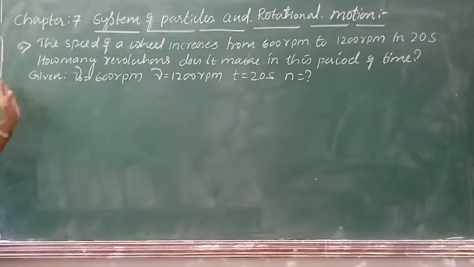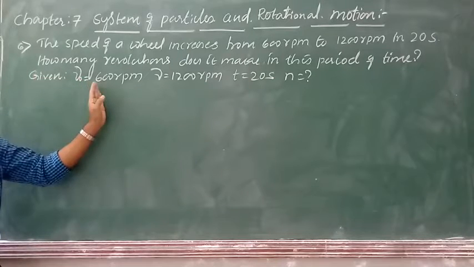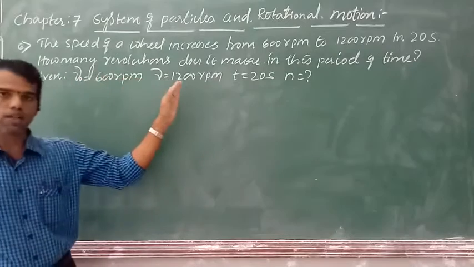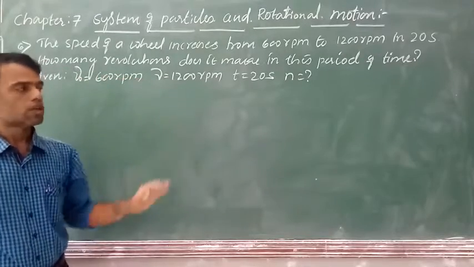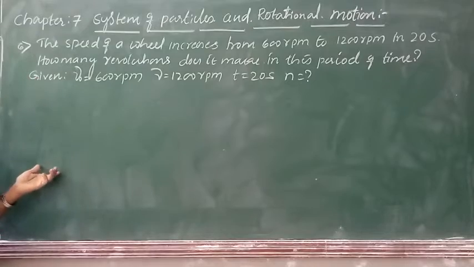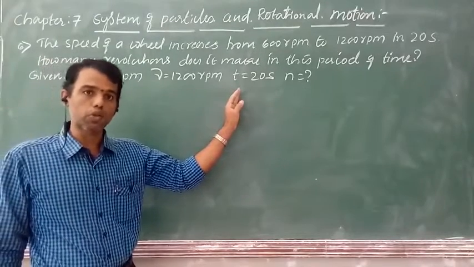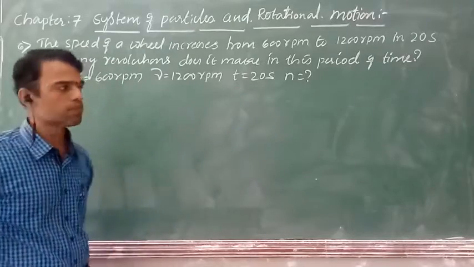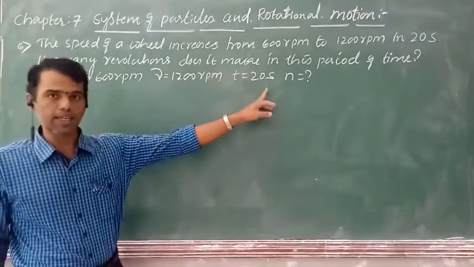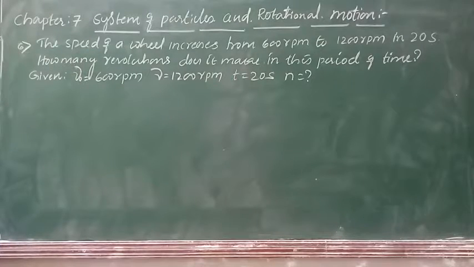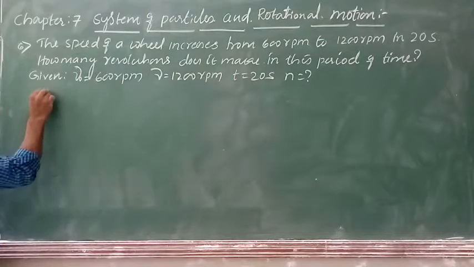So now I want to know what is the initial angular velocity of the wheel and the final angular velocity of the wheel. Later we find what is the angular acceleration. From that we will calculate the total angular displacement of the wheel in the time period of 20 seconds. Later I will find the value of the number of revolutions.